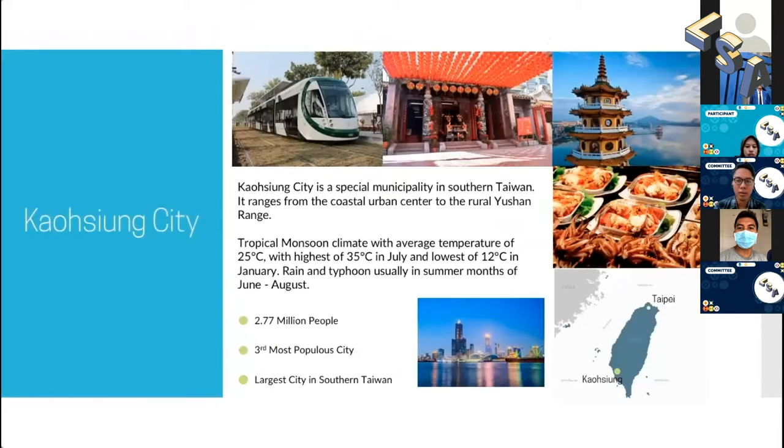Most popular city in Taiwan. From the capital city, Taipei, to Kaohsiung, it takes only 1.5 hours by the high-speed rail. The city is sunny nearly all year long, with an average temperature of 25 to 28 degrees Celsius. It ranges from the coastal urban center to the rural Yushan Range, where modern and traditional cultures are well blended.